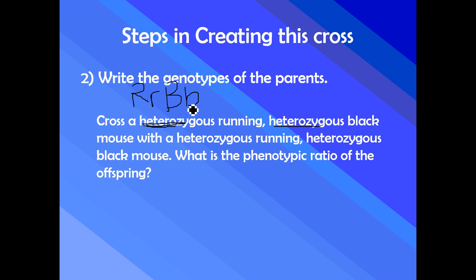So this is just one parent. It tells us that it's running and that it's black and that it is heterozygous for both traits. The other organism is also heterozygous for running, so big R, little r, and heterozygous black, big B, little b. These are the parental genotypes. These are the genes that the parents have, and therefore the only letters that they can pass down to their offspring. If you get confused with your letters, sometimes I like to set up a little table here.